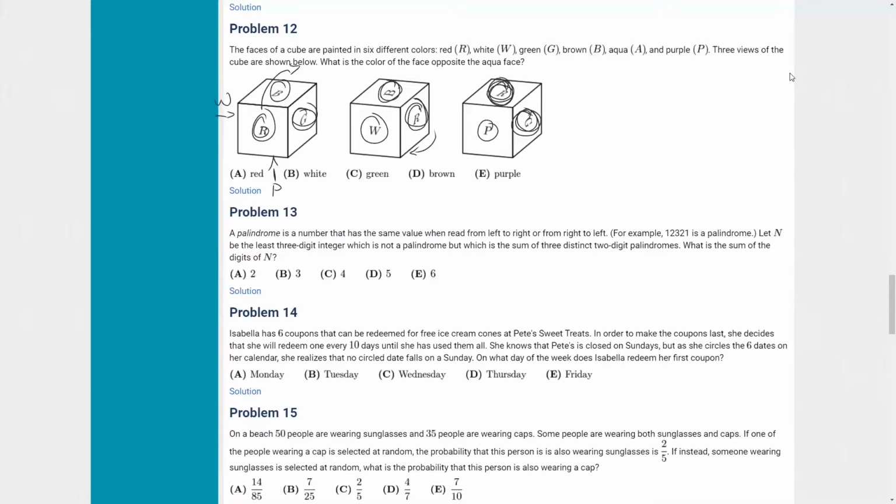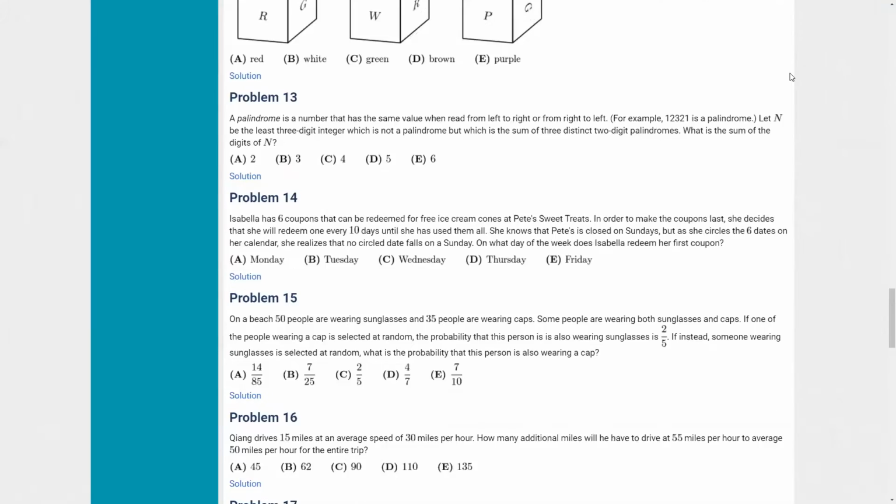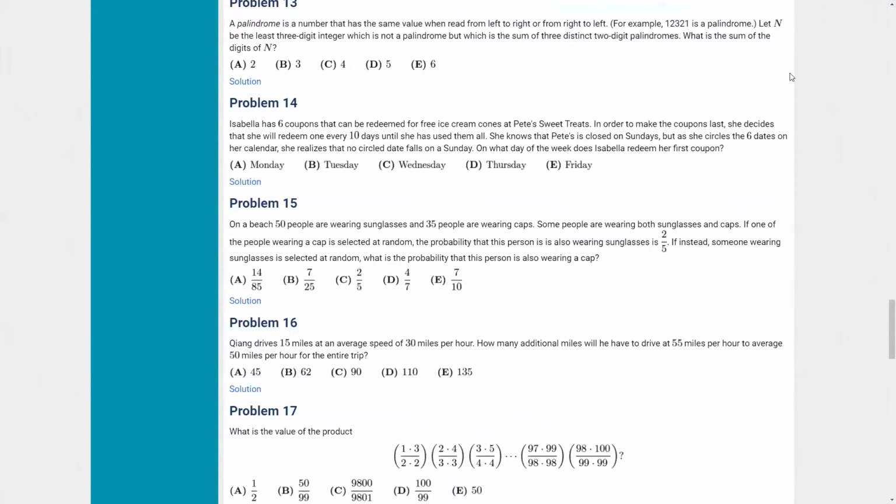So let's look back at cube number 1. We know that the front is red, the right is green, the left is white, the top is brown, and the bottom is purple. So there's 6 sides to a cube. We know where the 5 colors are. So aqua is very clearly on the back. Aqua is on the back. And the answer should be, what is the opposite face of the aqua face? It is red. So the answer to question number 12 is A, red.